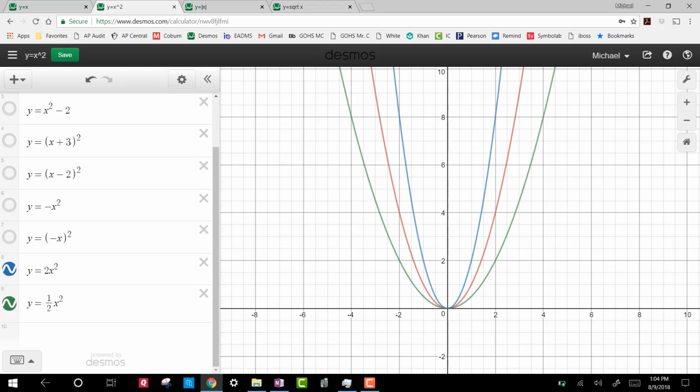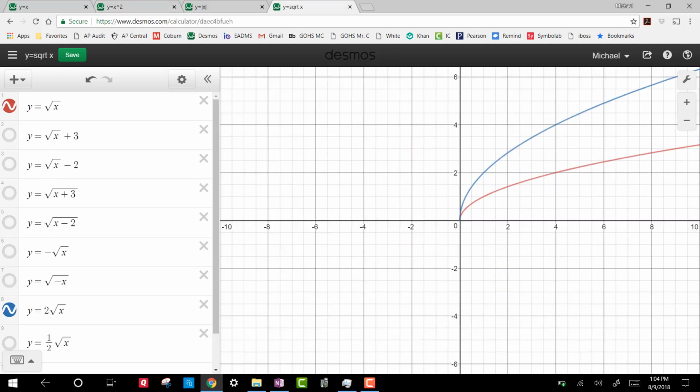Look at the green one there. It's wider than the parent. The parent's the red, so it's wider. And basically what it's done is it's taken the red graph and multiplied all of the y values on the parent function by a half. And you can see that on the parent function I had a point at 2, 4. Now that point is at 2, 2.